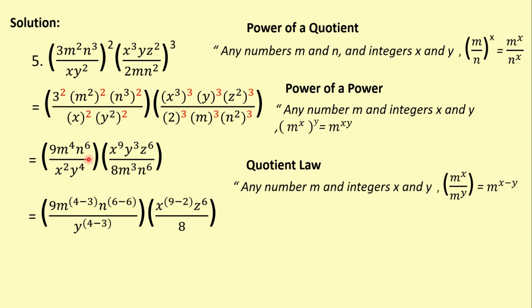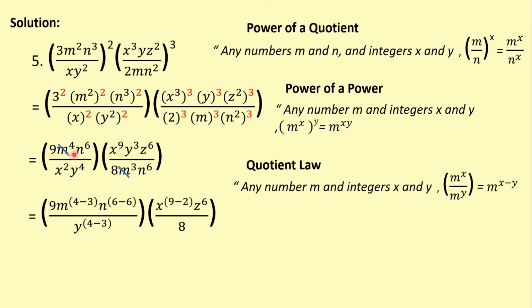Okay? First, copy natin yung constant 9. Then, yung m. So, may m tayo dito, may m tayo dito. So, di-divide natin sila. Same base. Copy lang natin yung base na m. Then, isasubtract lang natin yung kanilang exponent. So, 4 minus 3. So, ito na. Okay, so, wala na yung m.